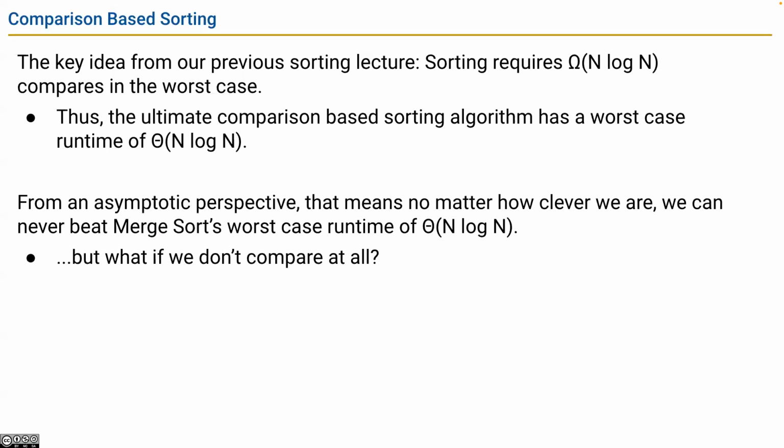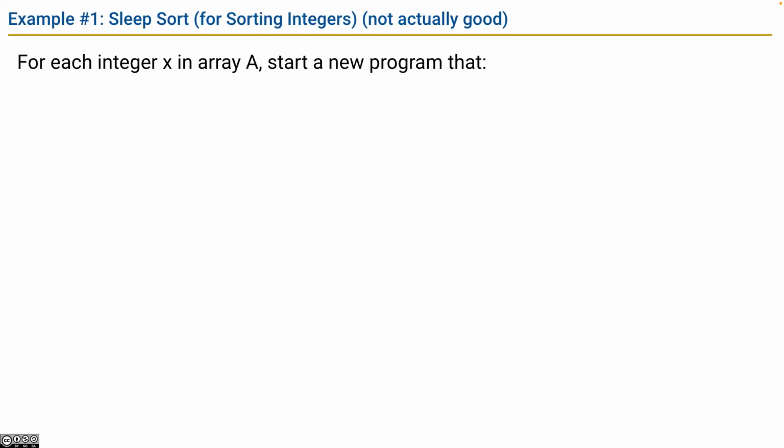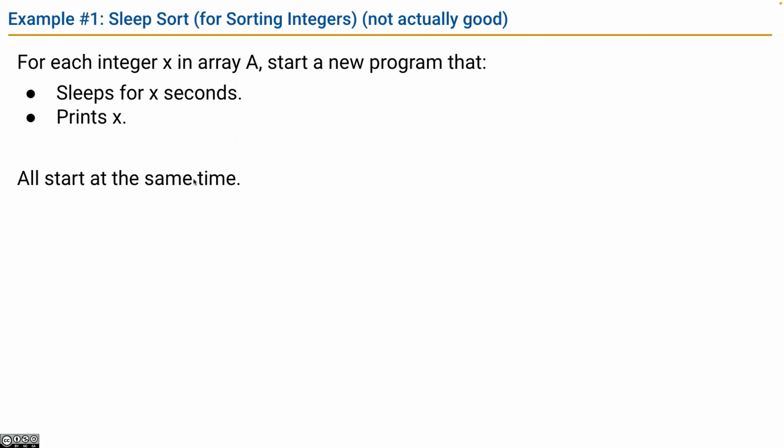Okay. Now you might say, how could I possibly sort without doing any comparisons? There's actually a few different ways to do this. I'll give you the first one, which is very goofy, which is sleep sort. Now this one requires a model of computation that does not exist, but I'll tell you what it is. So the basic idea is I have an array of integers like the ones we had earlier. And for every integer, we're going to start a new program that sleeps for x seconds. It's just going to wait x seconds. And then it's going to print out x. Okay. And we're going to start them all at the same time.